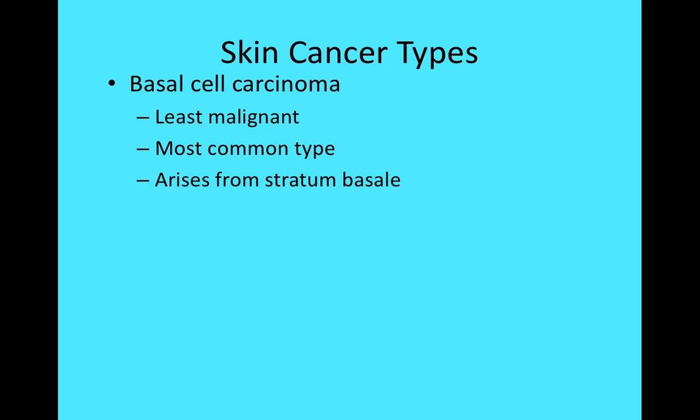The first is basal cell carcinoma. It is the least malignant while still being a cancer, and it is called basal cell carcinoma because it arises from the stratum basale, and again, it is the most common type of cancer, so good to know that the most common type is also the least malignant type.